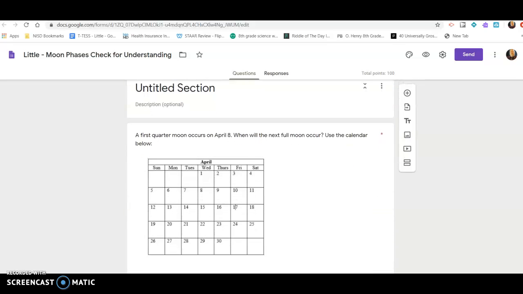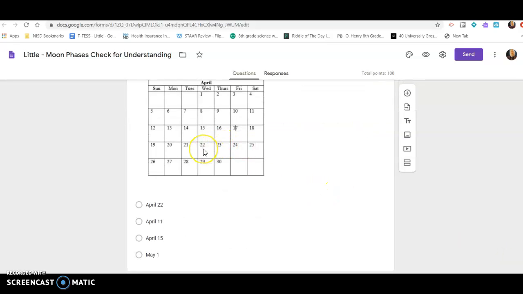And finally, the last one, which is the untitled section, has a first quarter moon occurring on April 8th. When will the next full moon occur? So now we're looking at the next full moon. Here, right here, it's going to be first quarter. So when am I going to get the next full moon? Is it going to be on April 22nd, April 11th, April 15th, or May 1st?